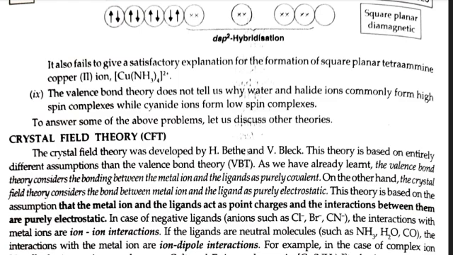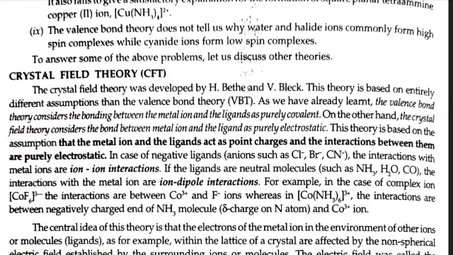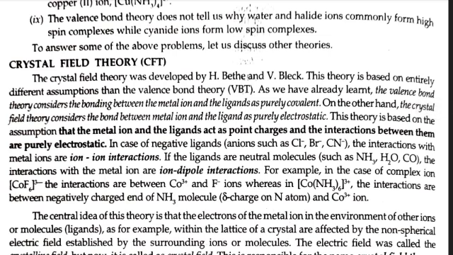As we have already learned, the VBT considers the bonding between the metal ion and the ligand as purely covalent. On the other hand, the CFT considers the bond between the metal ion and the ligand as purely electrostatic. This theory is based on the assumption that the metal ion and the ligands act as point charges and the interactions between them are purely electrostatic. In the case of negative ligands, anions such as Cl-, Br-, CN-, the interactions with metal ions are ion-ion interactions. If the ligands are neutral molecules such as NH3 and H2O, the interactions with the metal ions are ion-dipole interactions.